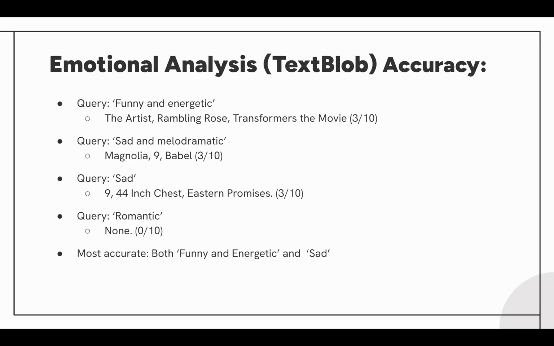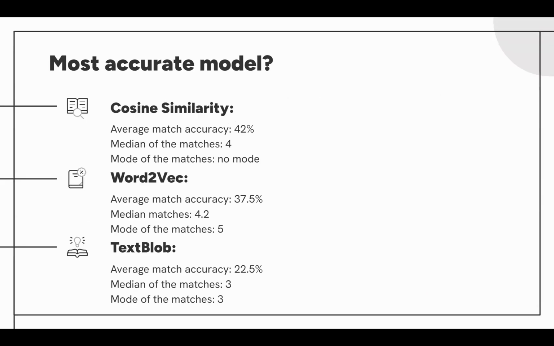And the accuracy we calculated for the query funny and energetic was only 3 out of 10. Sad and melodramatic was 3 out of 10. Sad was also 3 out of 10, and none for romantic. So both funny and energetic and sad were the most accurate.